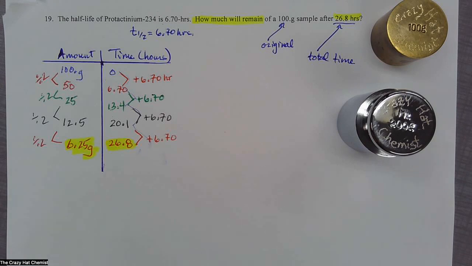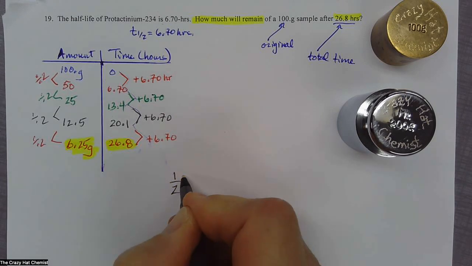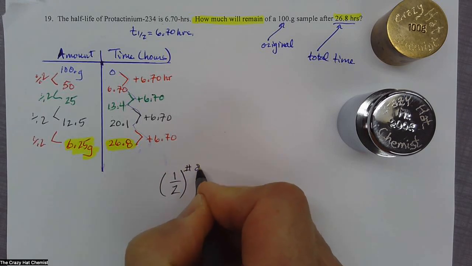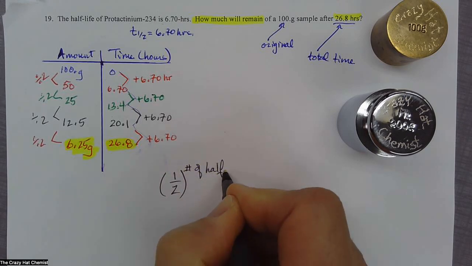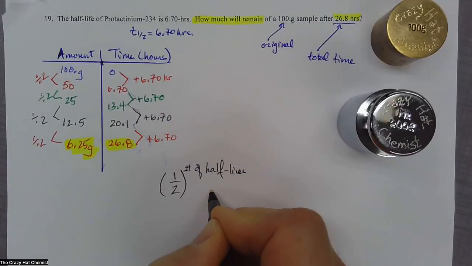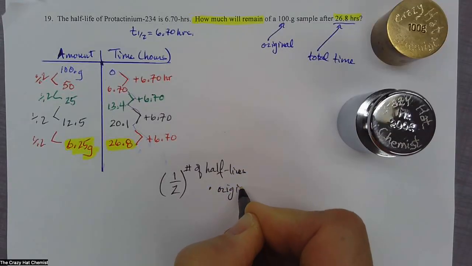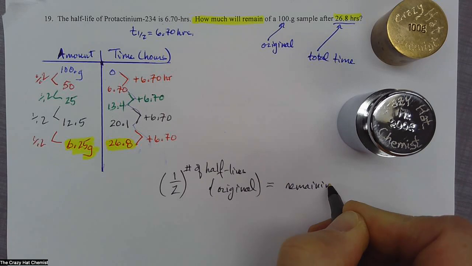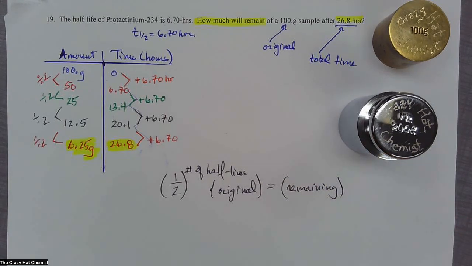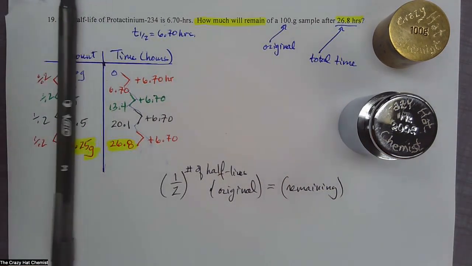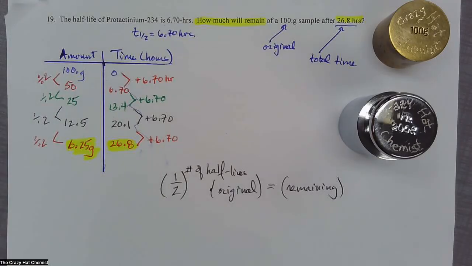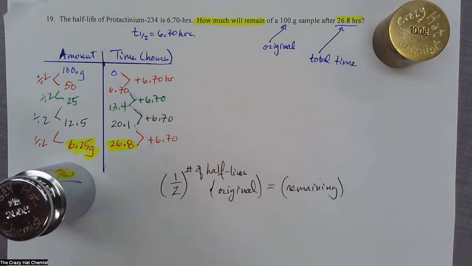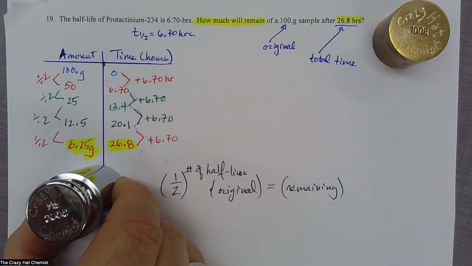So let's do an alternate method on this one as well. The alternate method is 1/2 to the power of the number of half-lives, times the original amount, is equal to the amount remaining. We did this last time, so that shouldn't be so bad. Again, sorry for the train bell, I'm really close to the train station, so I do apologize for that.